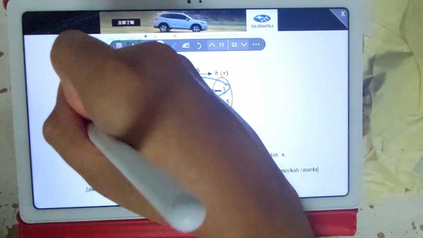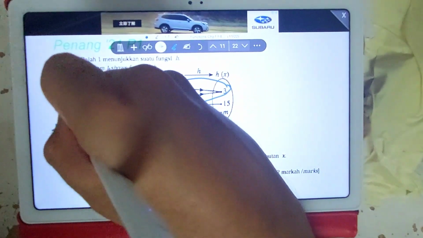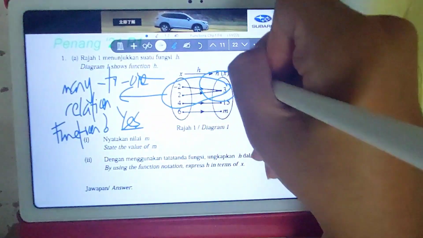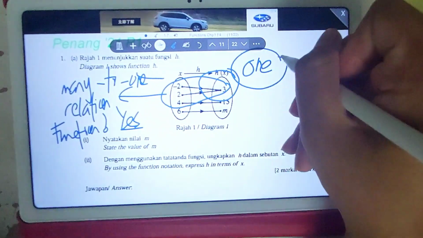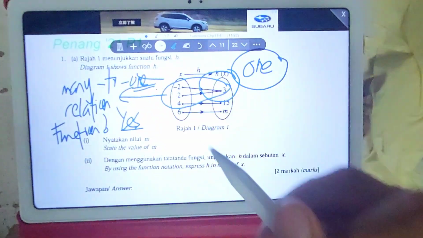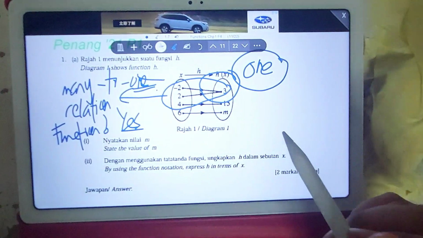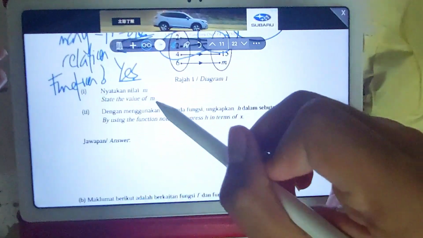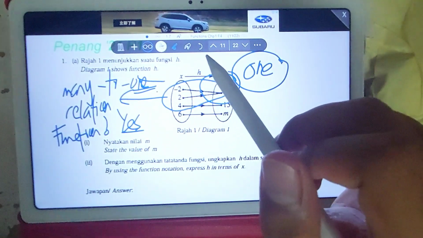And if I ask you, is it a function or not? Yes. Answer is yes, because in function or not function, we care about the image. It must end, the relation must end with the word one, as you can see here. If it ends with many, it's not called a function already. So we just scan through a bit. So they say state the value of m. So now we are going to find the value of m under this function.